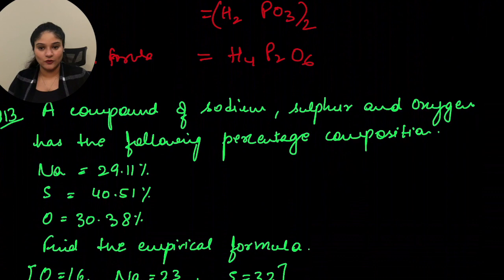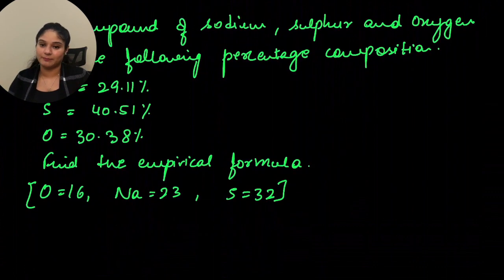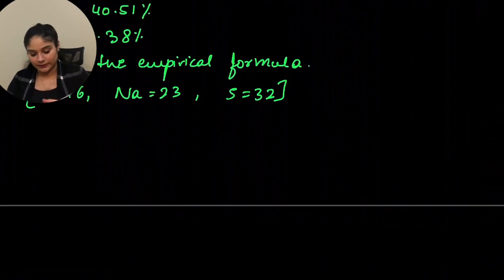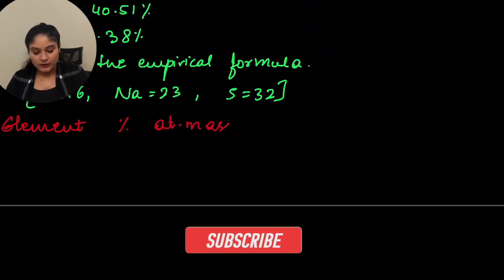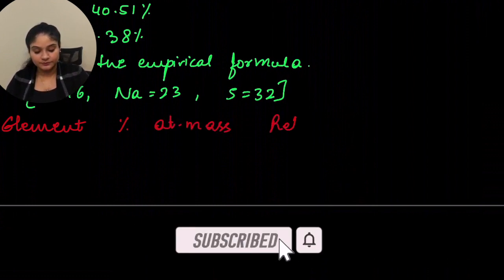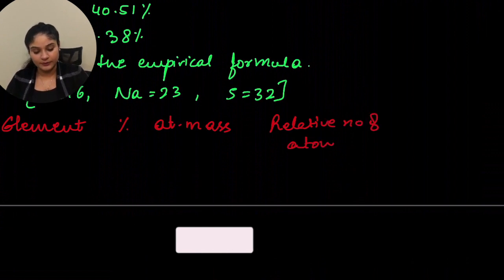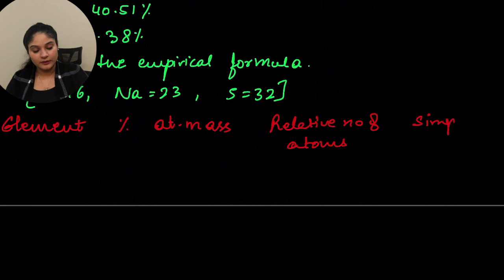Again, it's an empirical formula. I can see a compound of sodium, sulfur, oxygen. Percentages are given. Find the empirical formula. Let's quickly make the table. Element, percentage, atomic mass, relative number of atoms, and simple ratio.